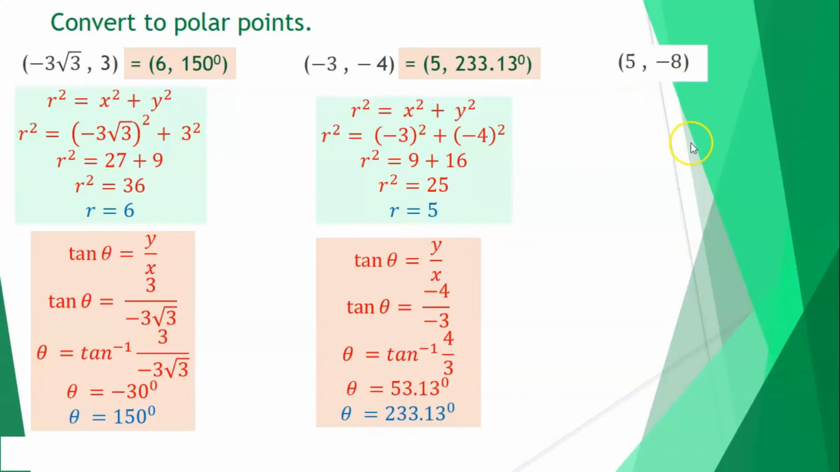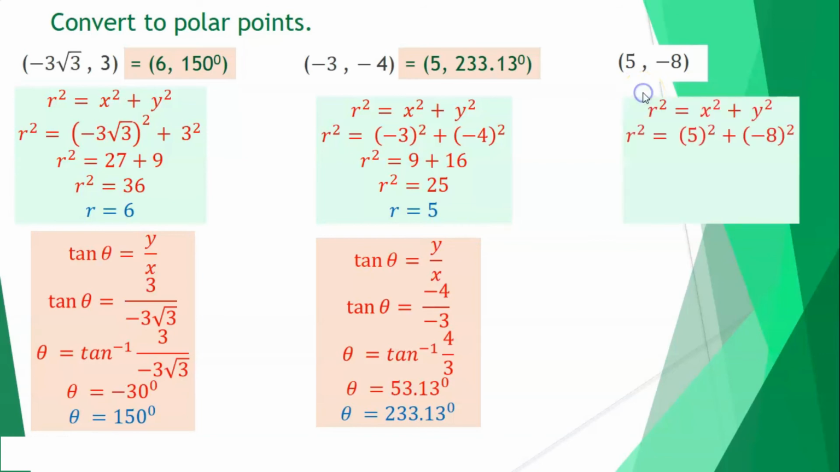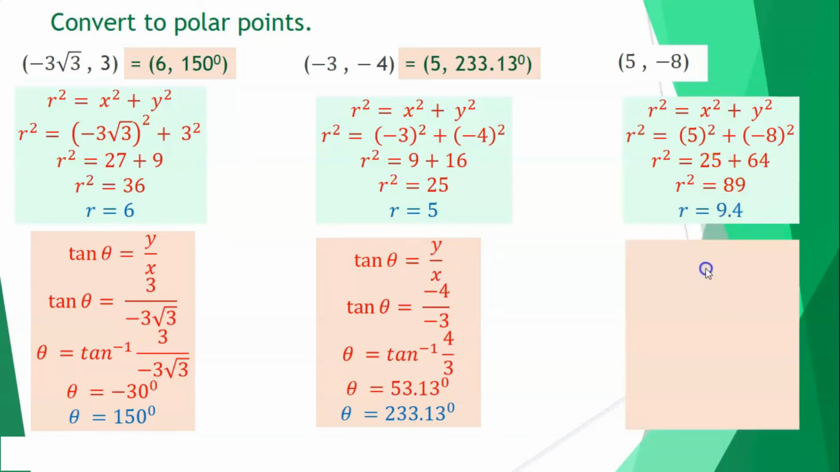Okay, one last. We have here 5, -8. So substitute in the Pythagorean theorem. So it's 25 and 64. So our R here is square root of 89, or that's approximately 9.4. So solving for tangent, it's y over x. So it's -8 over 5. Arctan of this is -57.99 degrees. Take note, this is located in the fourth quadrant.